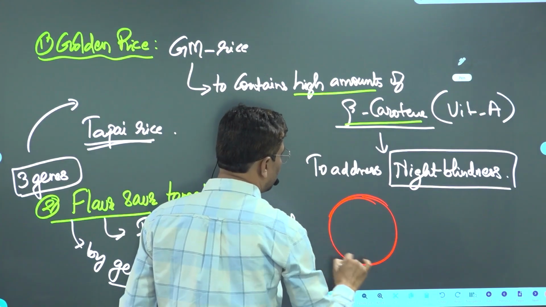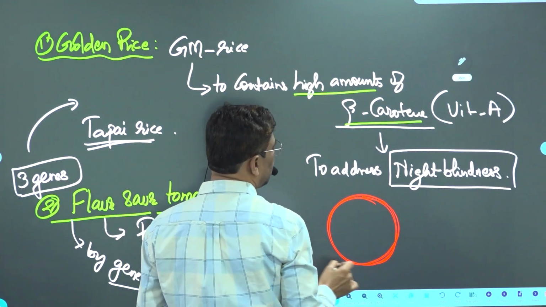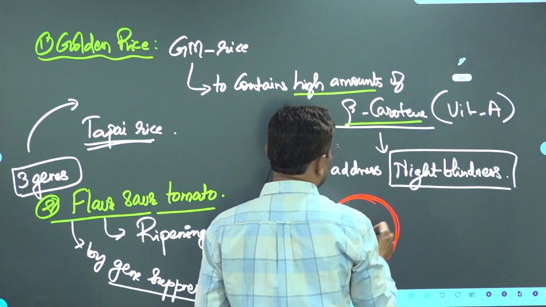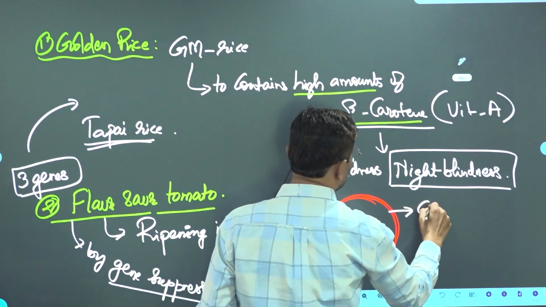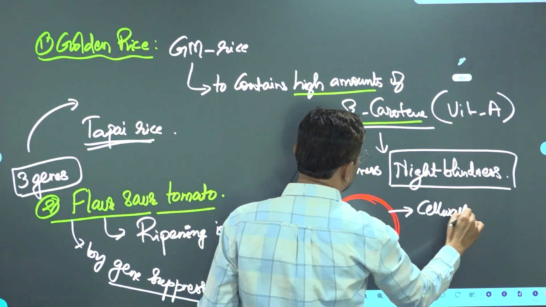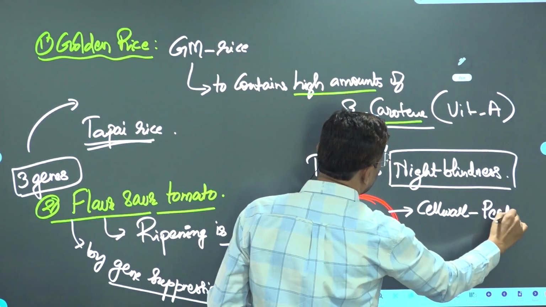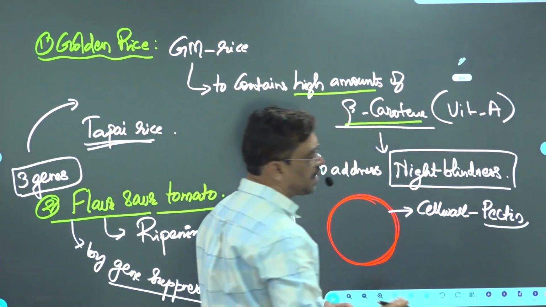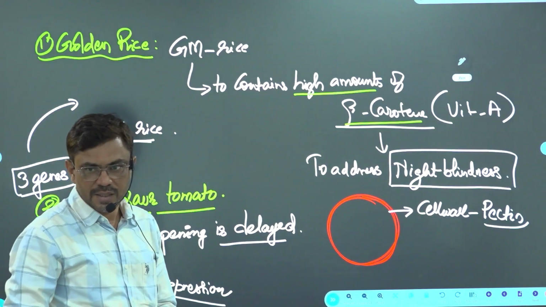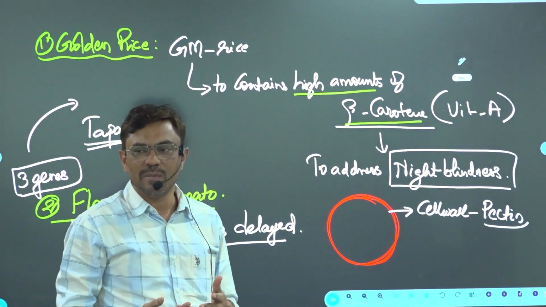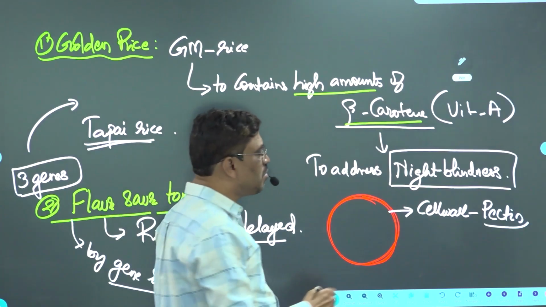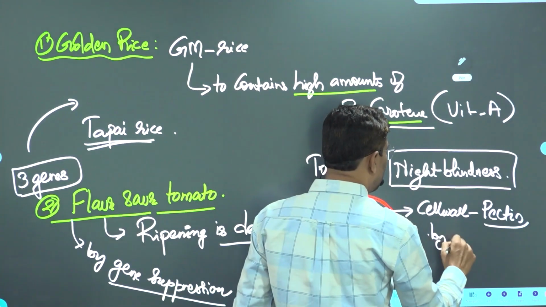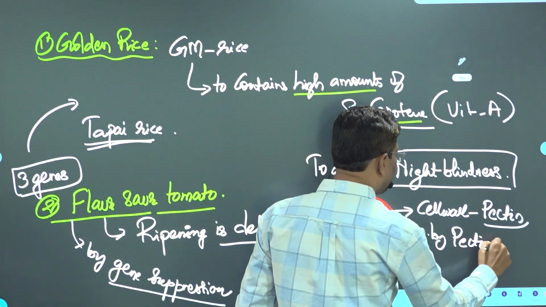say this is a tomato. Here, the cell wall of the tomato contains a substance called pectin. Pectin is present. During the ripening process, what happens? The pectin gets degraded by an enzyme called pectinase enzyme.